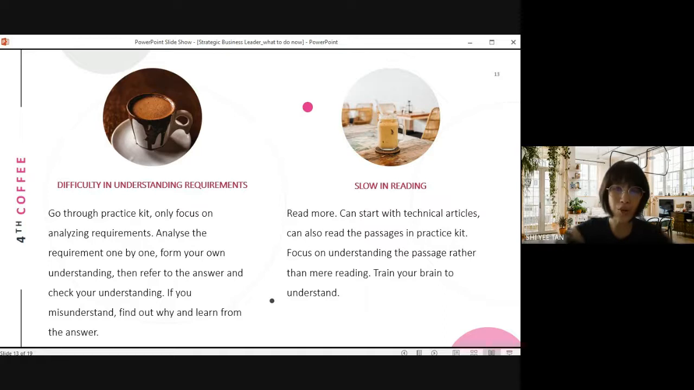Train your brain to understand. Perhaps if you have this problem, it is because all the while when you are reading, you don't really think much on what you are reading. You just receive, you just absorb. But you got to train your brain to understand and to find out why is that so, or the purpose of the case study telling you this. Of course we will practice more in our revision phase. But this is my suggestion to you if you have this issue, slow in reading.